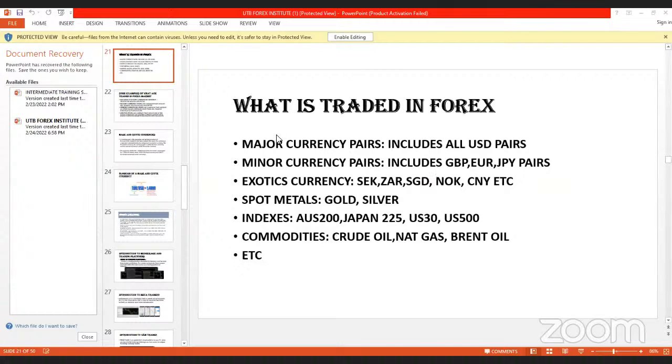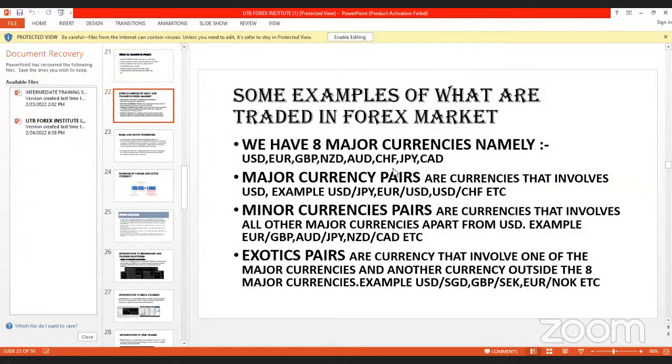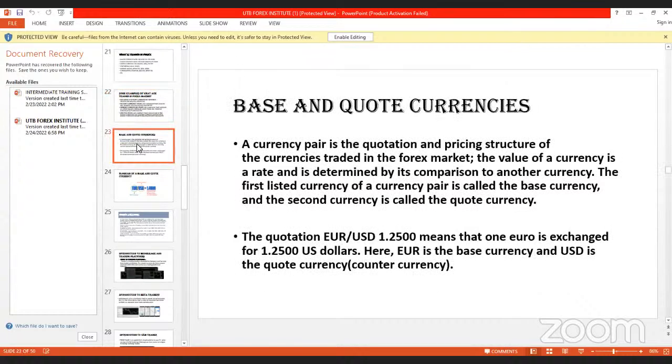So these things are all traded in the markets. These are currencies too. Now, this brings us to base and quote currencies. What do you mean by base and quote currency? It's just the first and the second currency, right? We said currencies are not traded singly. They are all traded in pairs.